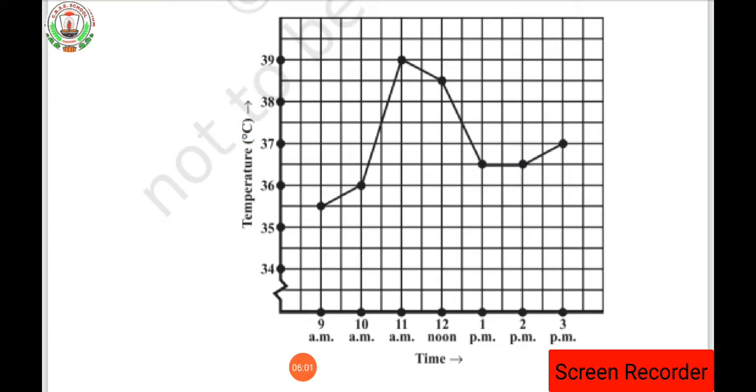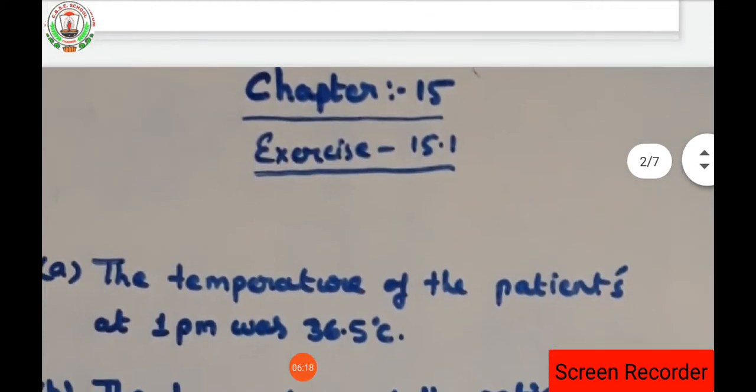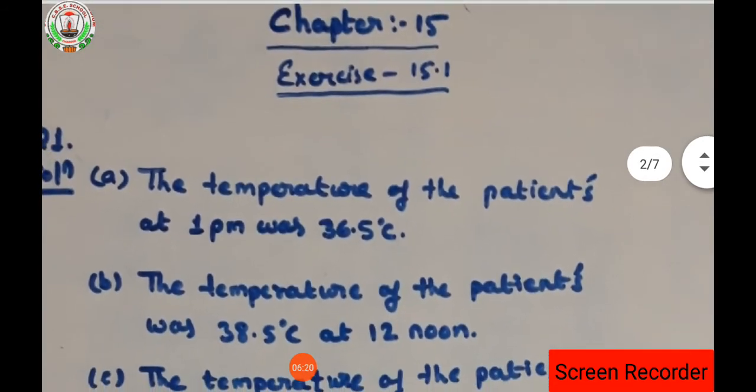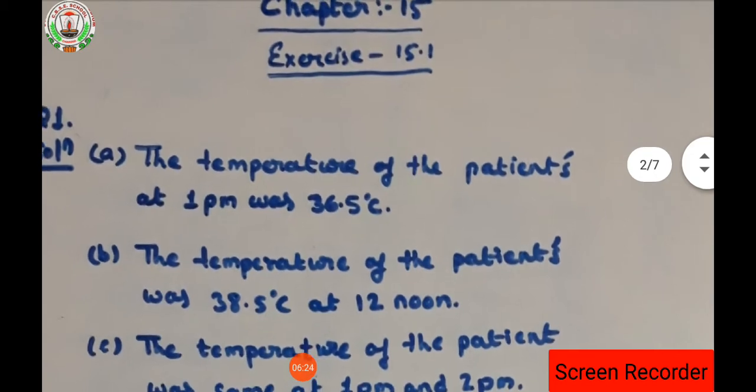Clear everyone? Now, the E part question. During which period did the patient show an upward trend? Upward trend means the temperature goes high, and at which temperature, that we have to see. So look at the answer for this question. This I had explained to you. Okay, now one by one we are going to see the answers of the questions.